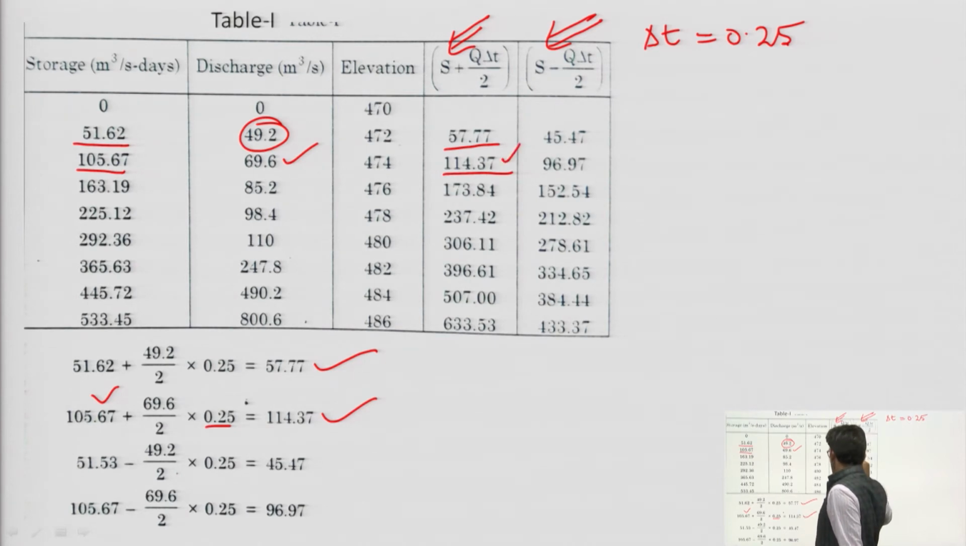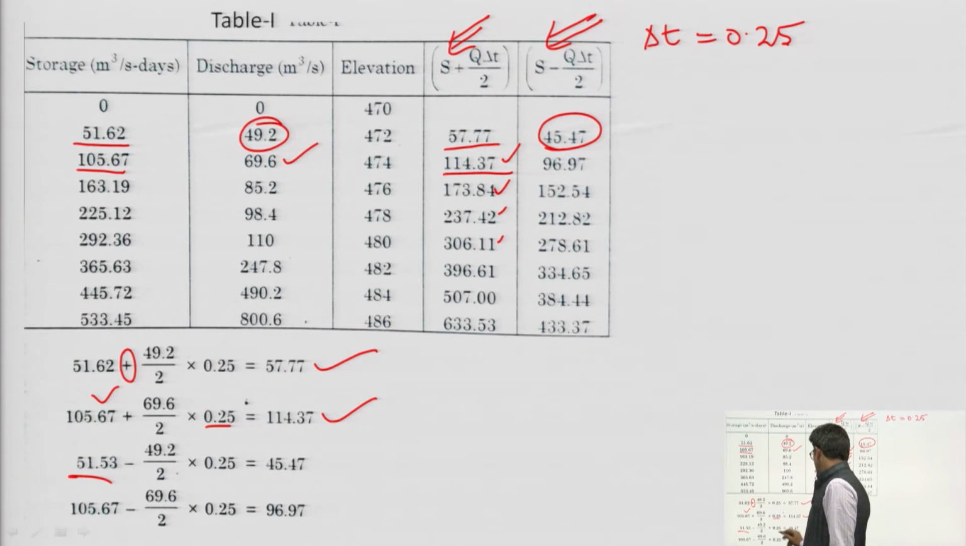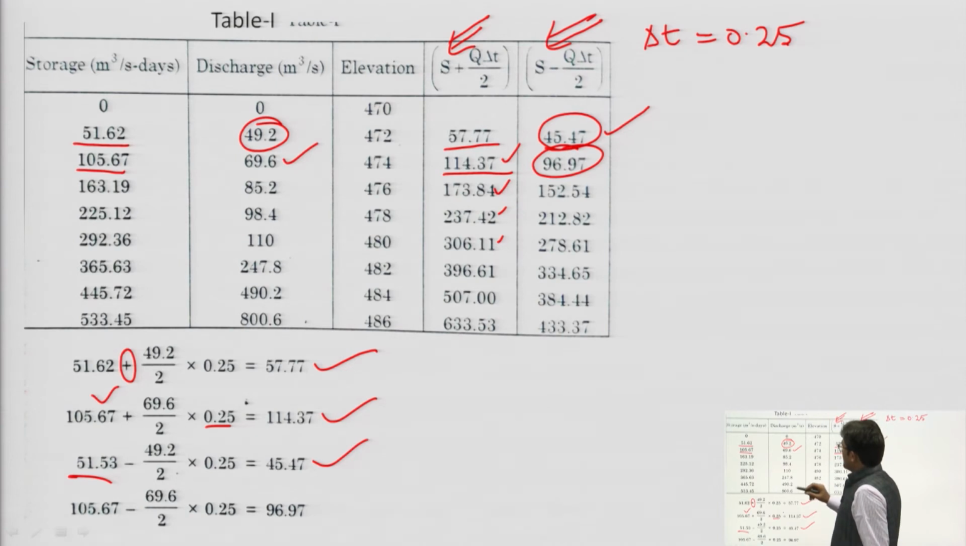Similarly, other data has been calculated, and other data can be calculated using the same procedure. S minus Q into delta T by 2 is calculated the same way; the only difference is minus, everything else is the same. So it is 45.47 at one elevation, 96.97 at another, and other values can be calculated in the same manner.